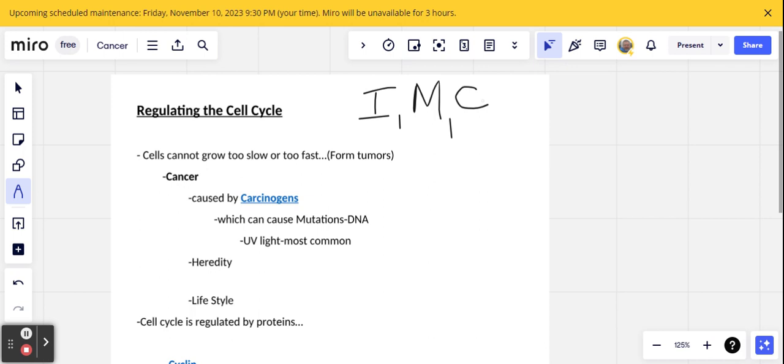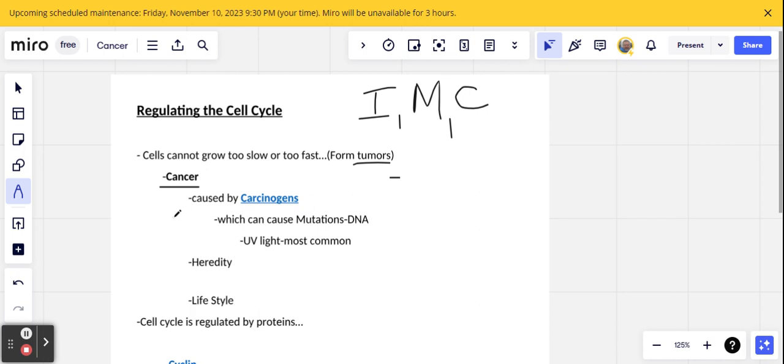Okay, but there are important things to remember about how this is all regulated. The fact is, cells cannot grow too slow or too fast. If one of these happens, they can form things that are called tumors. And a big part of what that's connected with is cancer. Okay, and you can have really two types of cancer. One cancer is benign and just forms a tumor and it's removed and it's fine. But then it can be malignant and it can be spread elsewhere and cause a lot of problems.